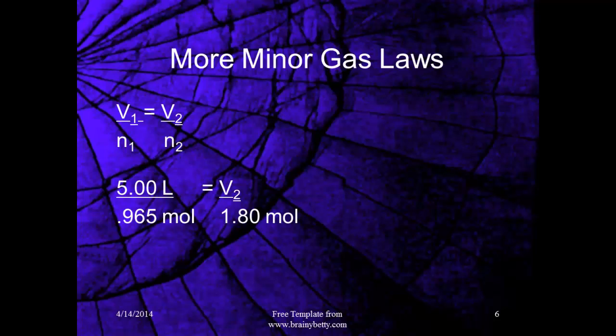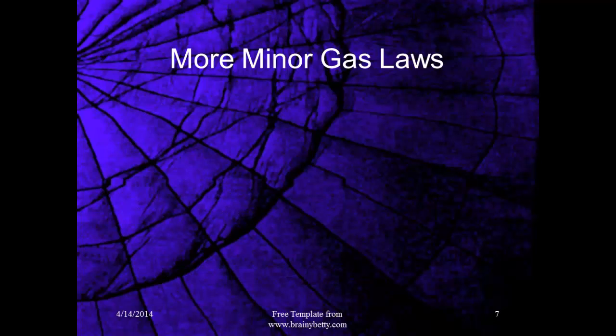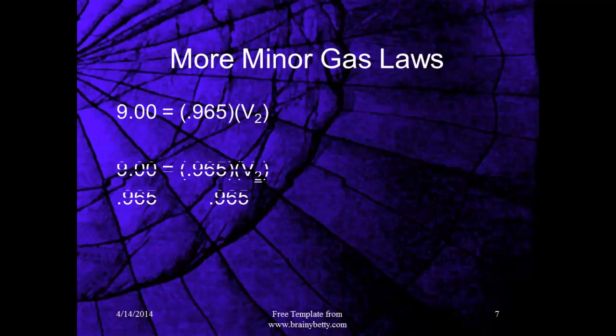Where did your numbers go? And from here, it's just algebra. Cross multiply and divide to solve for V2. So you would take the 5 times the 1.8 and V2 times 0.965, and then you would divide both sides by 0.965. How many sig figs should we keep? 3. Go back to the numbers in the question, and we'll keep 3. Answer should come out 9.33 liters.